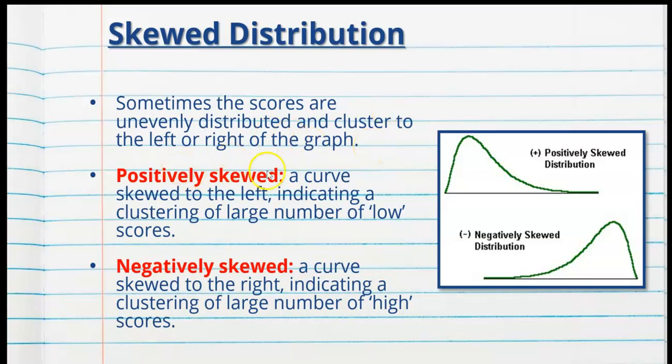So if we have a positive skew, this is a curve that skews to the left, which indicates a clustering of a large number of low scores. As we can see, a positively skewed distribution has lots of low scores. Whereas a negative skew is a curve skewed to the right, which indicates a clustering of a large number of high scores. As we can see here, skewed to the right, lots of high scores, more than what's obviously intended in a normal distribution. So these are skewed.